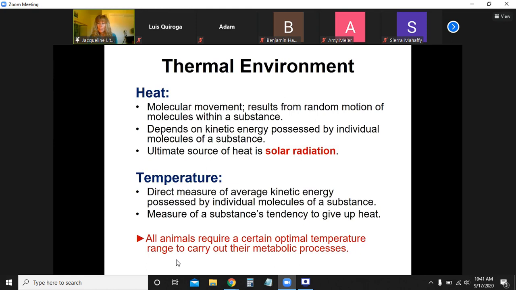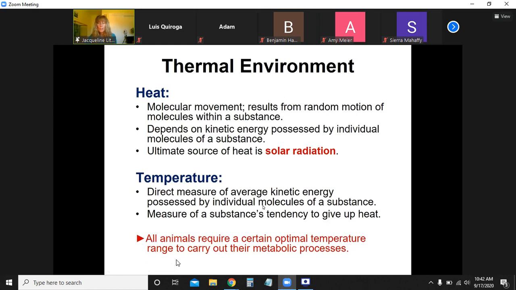Okay, so all organisms live in a thermal environment that's characterized by both heat and temperature. Heat is molecular movement. It's a form of energy possessed by all substances, and it results from the random motion of molecules within that substance. So the quantity of heat possessed by a substance is going to depend on the kinetic energy of those molecules that are in it, right? And the ultimate source of heat is solar radiation. Okay, so heat is a form of energy. Temperature is basically the way we measure that energy. So temperature is the immediate direct measure of that average kinetic energy that's possessed by those molecules in a substance.